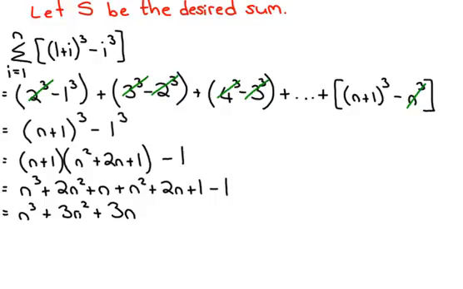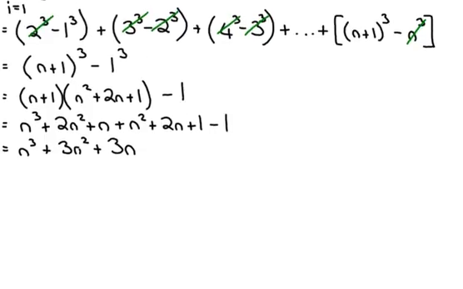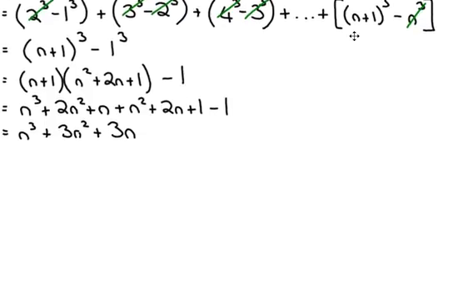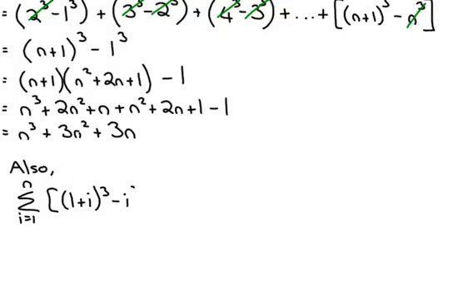All right, so that's what we get when we work with our telescoping sum. Now, on the other hand, we can also do the sum in another way. So we know that also, if we do our sum, let's do it again, exactly the same sum, the sum of (1 plus i) cubed minus i cubed.